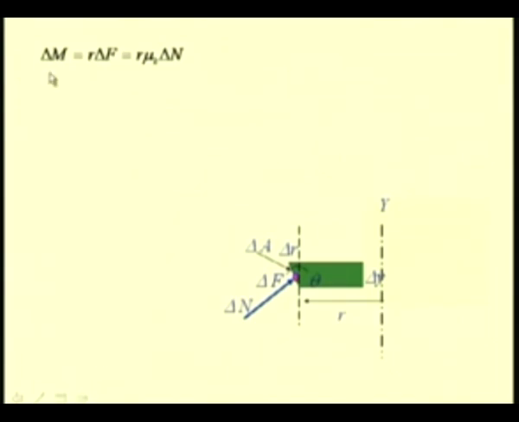So, the frictional moment that has to be resisted for this differential element is delta M, which is equal to r times, which is the moment arm, the frictional force, that is delta F. For the constant motion case, this frictional force delta F can be related to this delta N by the coefficient of kinetic friction mu k. So, we have delta F equal to mu k times delta N. So, delta M is r mu k delta N.